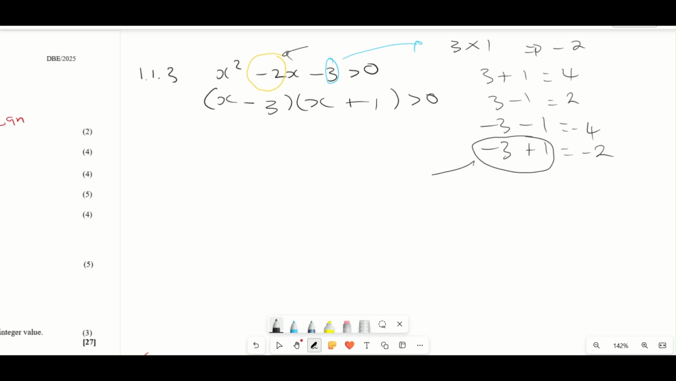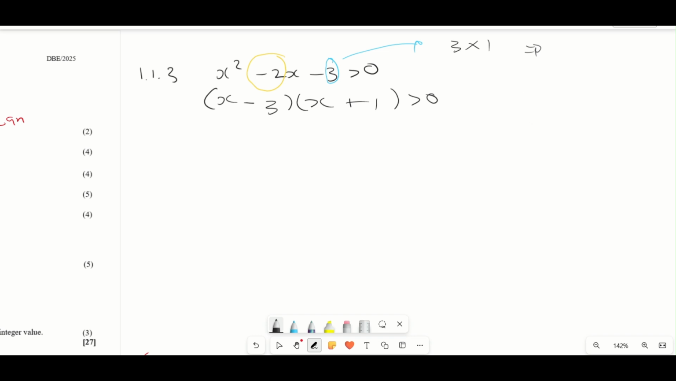So that means my first bracket will have a negative 3, and then my second bracket will have a positive 1, right? So that's actually how we factorize a quadratic, or you can also use the quadratic formula if you are more confident or comfortable with that. You can also use that.